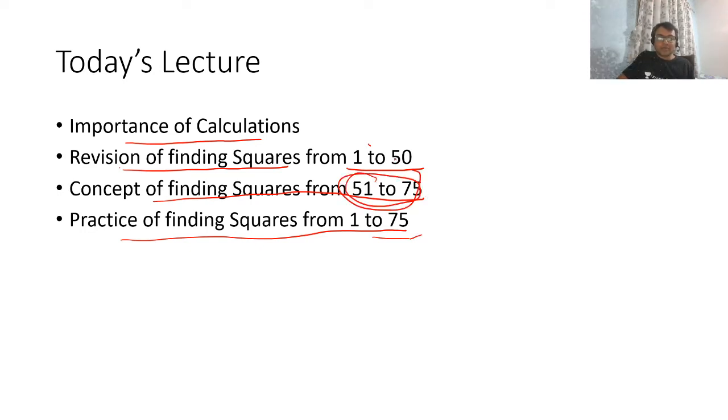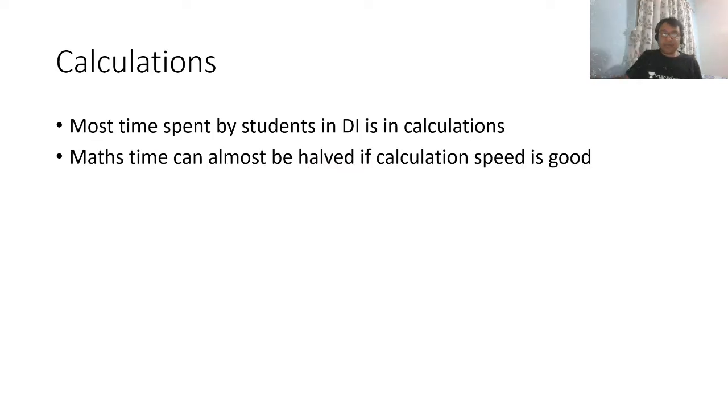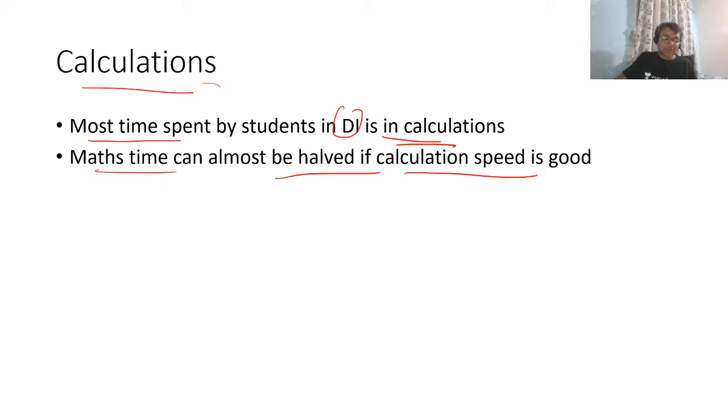Right, so as I said in the previous session also, calculations become very important because most of the time that people spend on a DI is on calculations. Apart from that, max also, time can almost be halved if you are good at calculations. So calculation becomes very important to solve things faster, and that normally helps as far as the exam is concerned. So focus on trying to improve your exam speed.